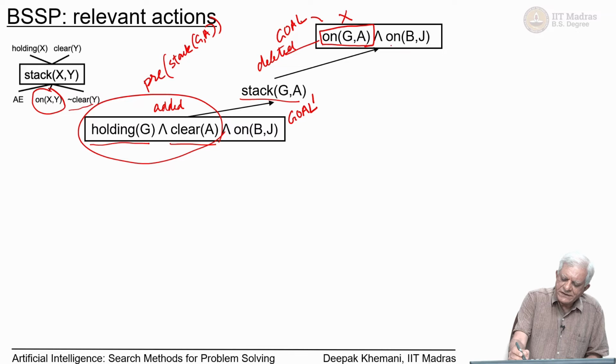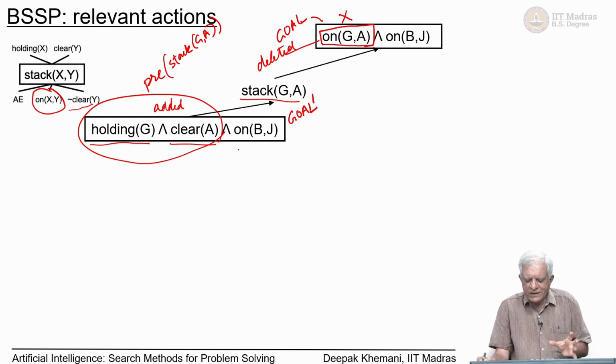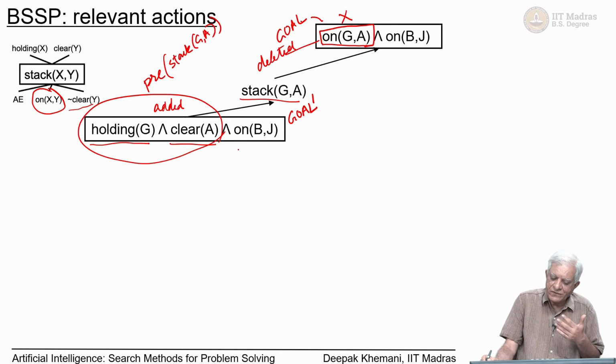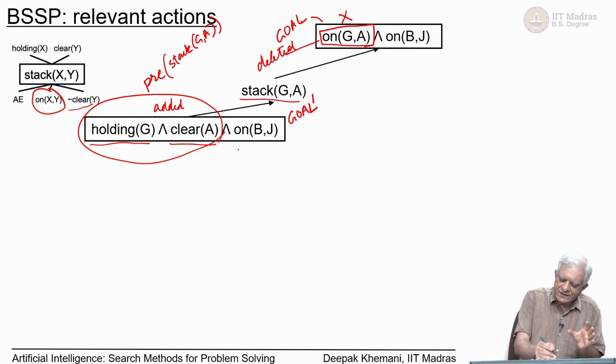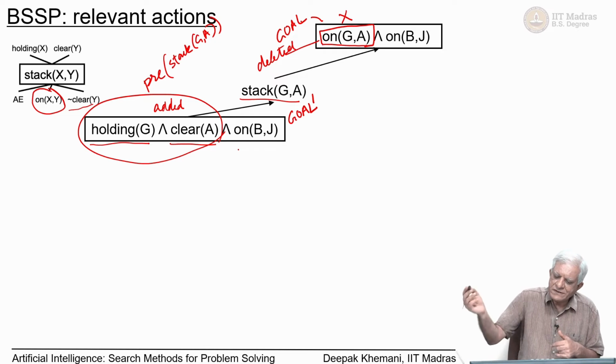And of course, on B J was there in the goal and it continues to be there in goal prime, that is not being affected. So, the only effect of saying that the last action is stack G of A is that you must have begun from a state in which this goal was true, which means that in that state, which we have called goal prime, holding G must be true, clear A must be true, and on B J must be true. And if in that state you had applied action stack G of A, then you would achieve the goal state that you want to achieve.